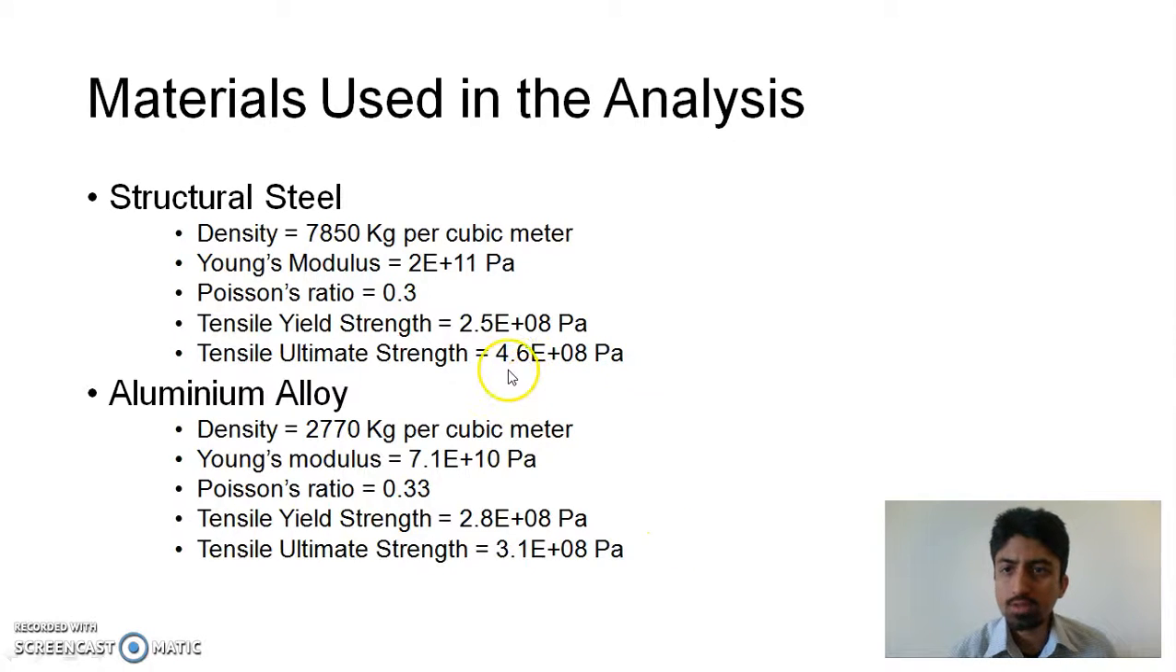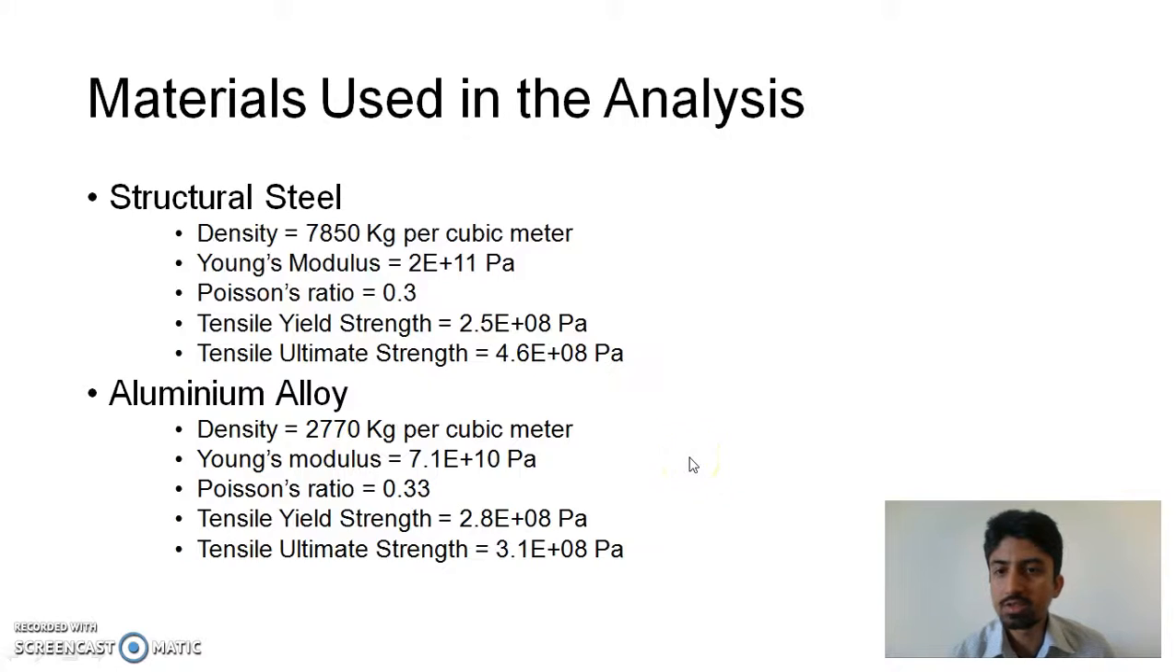Now these are the properties of the materials used in the analysis, structural steel and aluminium alloy. The density of structural steel, as you can see, is 7850 kg per cubic meter. The Young's modulus is 2 times 10 to the power 11 Pascal. Then there are the Poisson's ratio, tensile yield strength and tensile ultimate strength. The density of aluminium alloy is naturally lower than that of steel, 2770 kg per cubic meter, along with its Young's modulus and Poisson's ratio. These are the material parameters that will be used in the analysis.